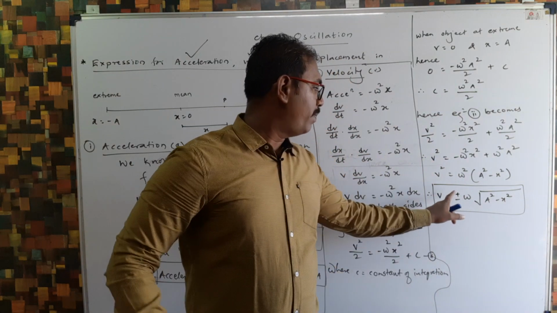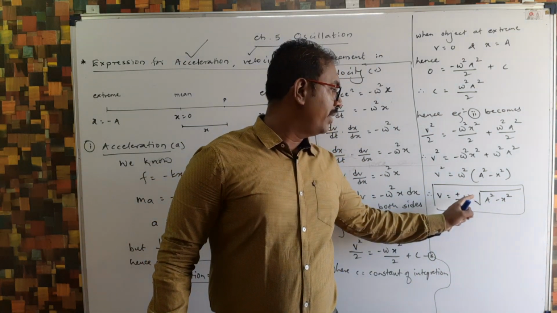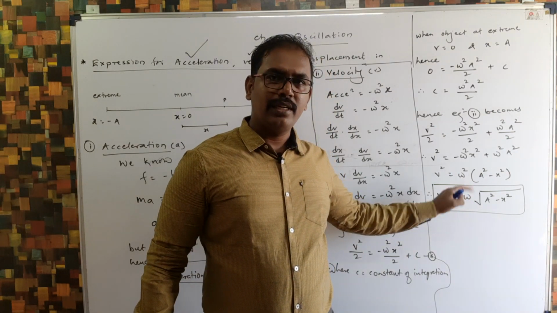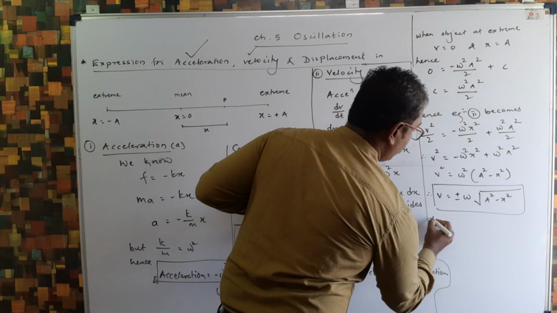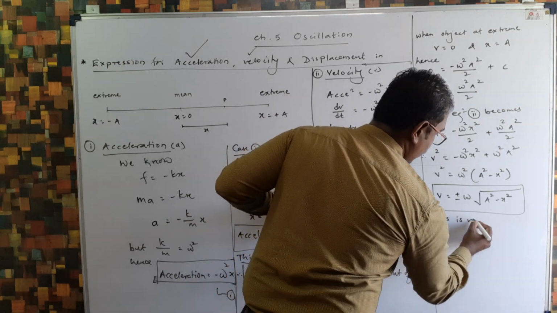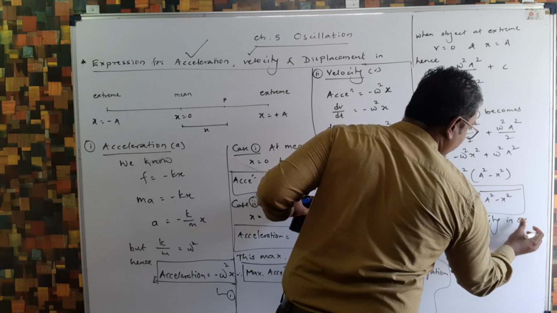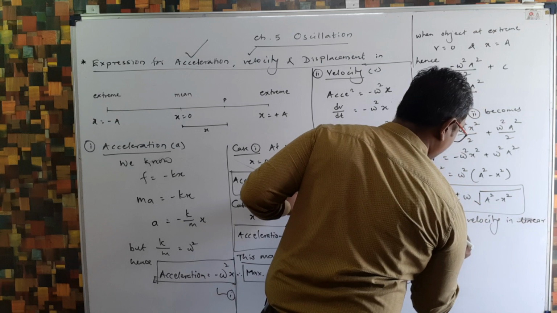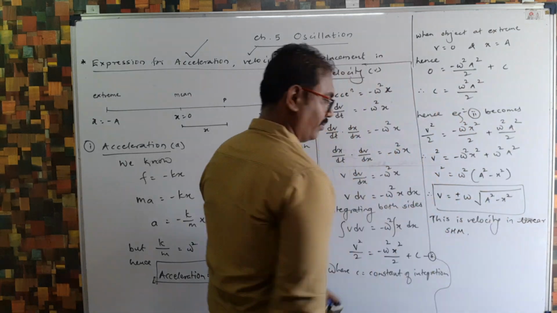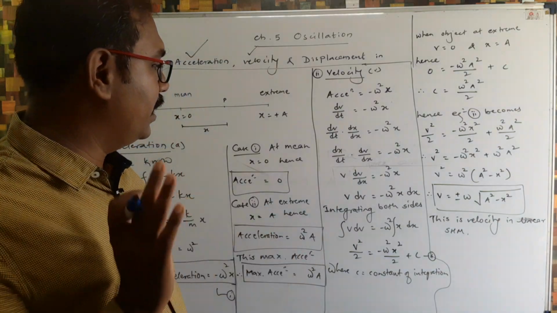If I square this plus omega, we get this. Or if I square this minus omega, then also we get this. So I have written here the plus minus term, and this is the expression for velocity in linear SHM. I hope everyone understood how we get the velocity in linear SHM.